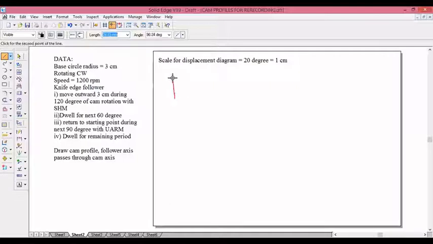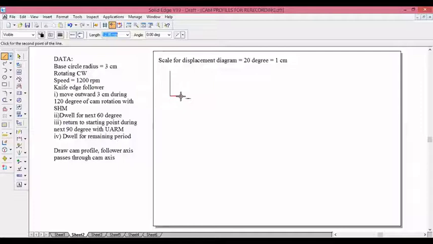So draw a 3 centimeter line, 30 mm, 90 degree vertical line, a thin line. So this gives the lift. The first angle given is 120 degree for outward motion. If I convert into scale, we need to take 6 centimeters. So 120 divided by 20 gives us 6 centimeters.